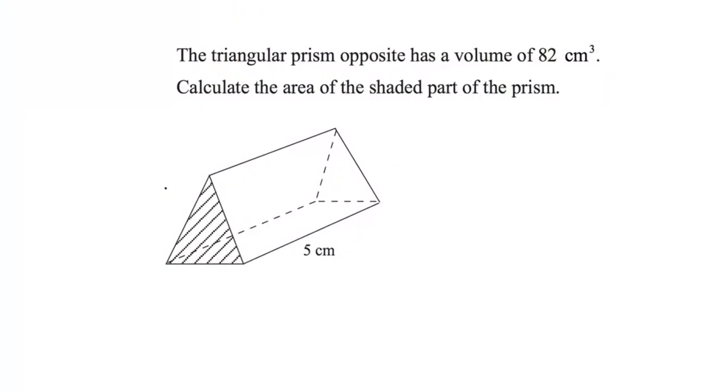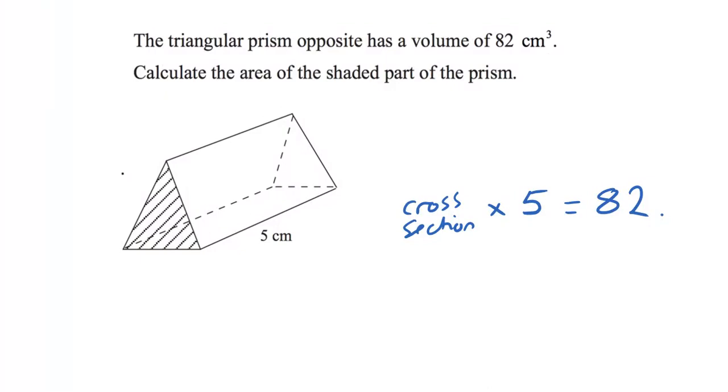Now, in this case, we're going to have to think quite carefully about how to do this. It says that the triangular prism already has a volume. We know what that is. It's 82 centimeters cubed. Calculate the area of the shaded part of the prism. So we know that when we worked out the cross-section area, let's write that down, cross-section, when it was multiplied by that 5, that length, we ended up with an answer of 82. So we've got to work this backwards to think what was multiplied by that 5 to give us that specific volume.